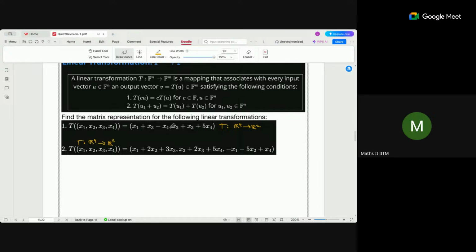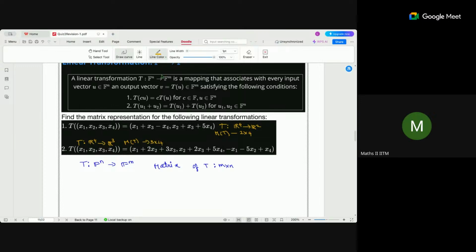Now what will be the size of the matrix representation? If T is from Fn to Fm, what is the size of the matrix representation? M cross N. Yes, so the matrix of T is an M by N matrix. For the first one, what should be the size? This is 2 by 4. And the second one? 3 cross 4.